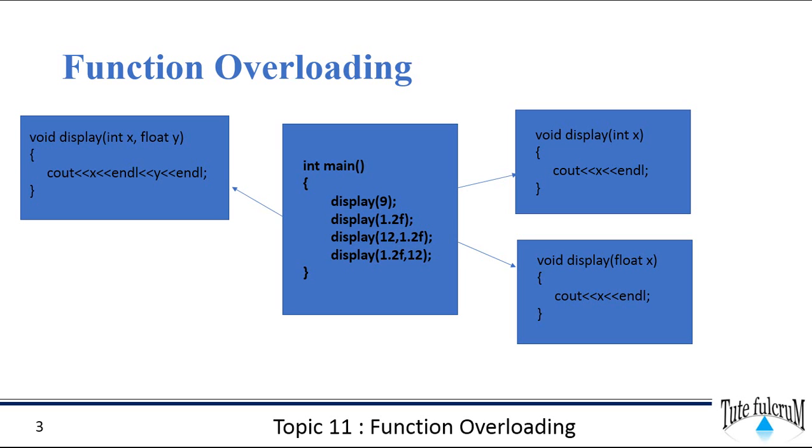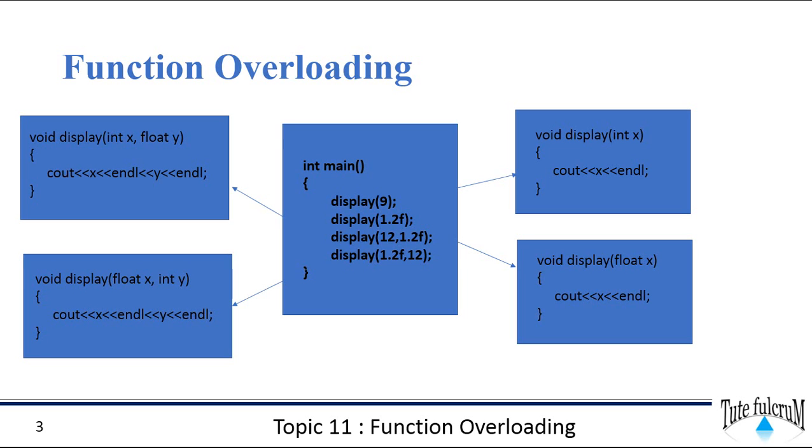The third display function takes 2 arguments. The first one is an integer and the second one is a float value. Coming to the fourth display function, again the count of arguments is the same compared to the third one. The data types are also the same but they differ in the arrangement or the sequence. Here for the fourth display function, the first argument is a floating value and the second one is an integer.